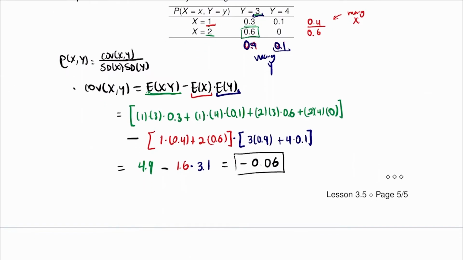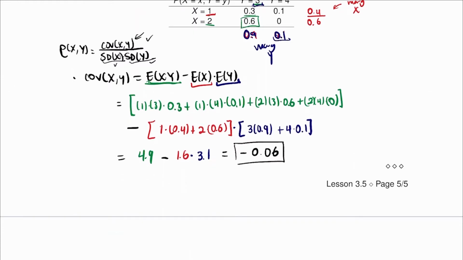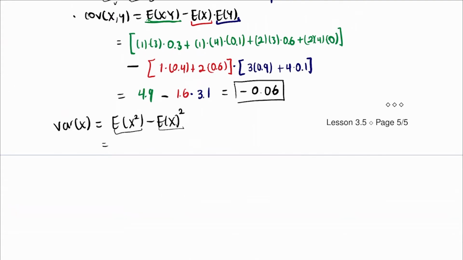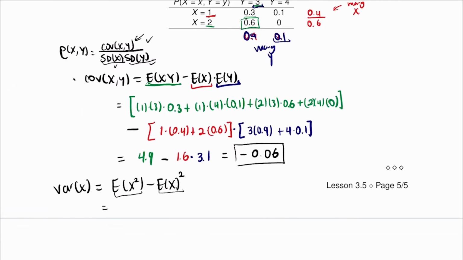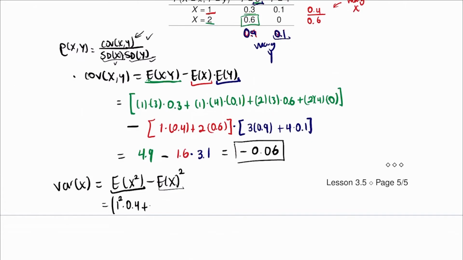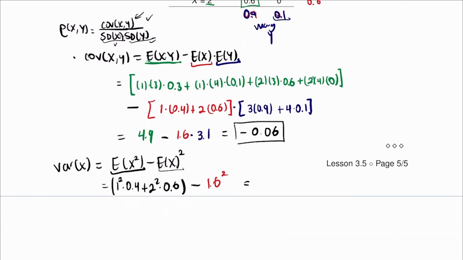And we have to find the correlation. So we need the covariance, we already have that, but we need the standard deviation of X and the standard deviation of Y. So that means we have to calculate the variance. The variance of X, remember the formula, is the expected value of X squared minus the expected value of X, squared. And we have to calculate this first expected value because we already know the other value, that is 1.6. To calculate it, we use the expected value rule. That is, we take the values of X squared: 1 squared times its probability, 0.4, plus 2 squared times its probability, 0.6, minus this 1.6 squared, which is the expected value of X squared, and this is 0.24.